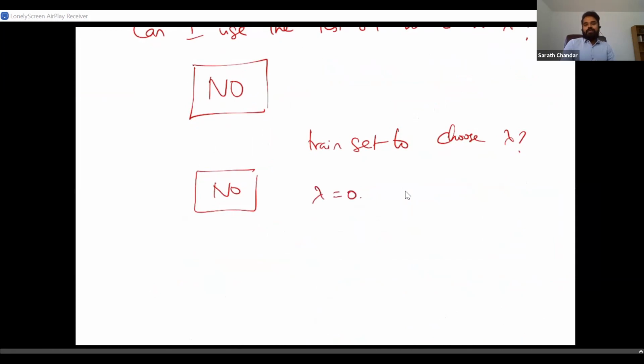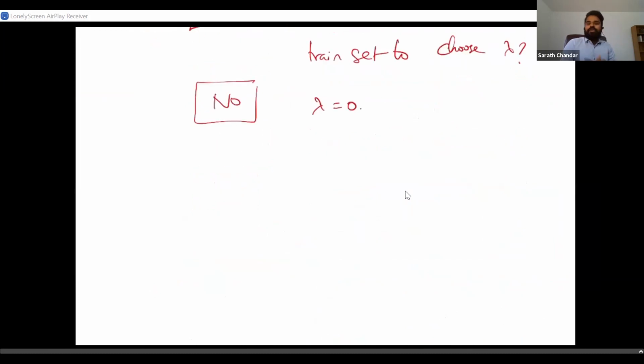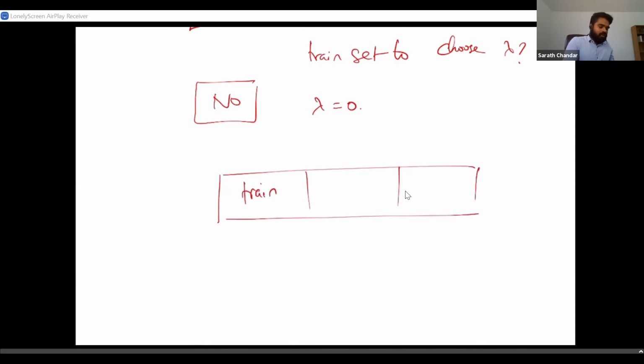Now, how do I choose lambda? I need to find this lambda, but I cannot use either the training set or the test set. So this is where we are going to divide our data set further into another new set. Instead of dividing the data into train and test, we are going to divide our data into train, valid, and test. Now this validation set is a special set that we are going to use just for hyperparameter tuning.